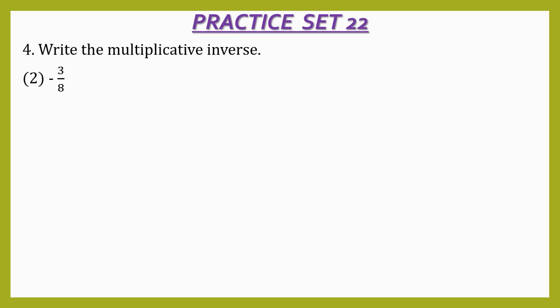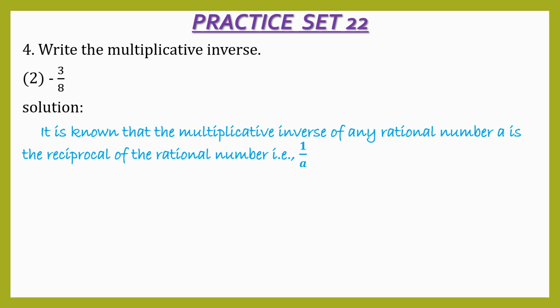Next is the second question, minus 3 upon 8. So we need to find the multiplicative inverse of minus 3 upon 8. Solution. It is known that the multiplicative inverse of any rational number a is the reciprocal of the rational number, that is 1 upon a. So multiplicative inverse of minus 3 upon 8 will be equal to 1 upon minus 3 upon 8, which is equal to minus 8 upon 3. So your final answer is multiplicative inverse of minus 3 upon 8 is minus 8 upon 3.